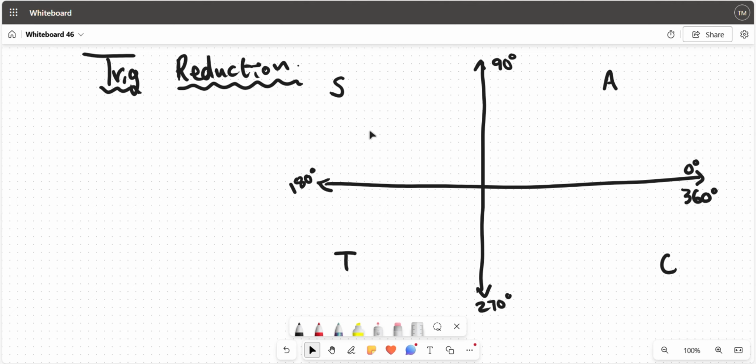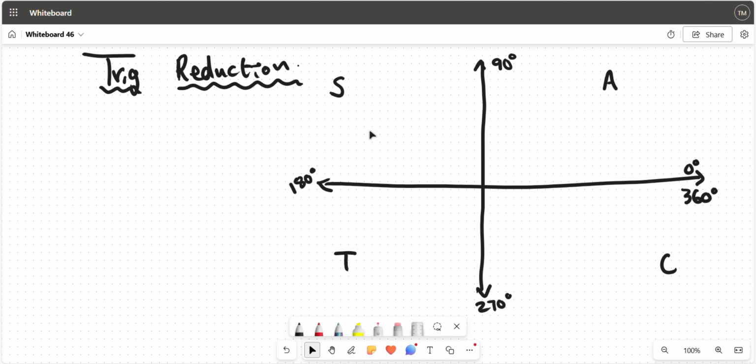And in this video, we'll be unpacking trig reduction. We're going to be building our knowledge all throughout the video, so stay with me. In the next video, I will look specifically at reduction with special angles. So let's build this knowledge.